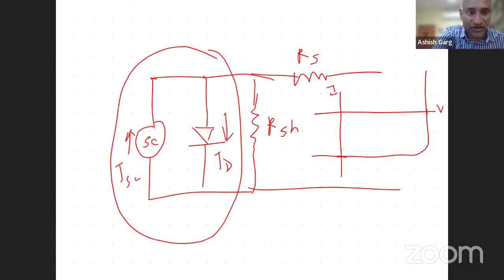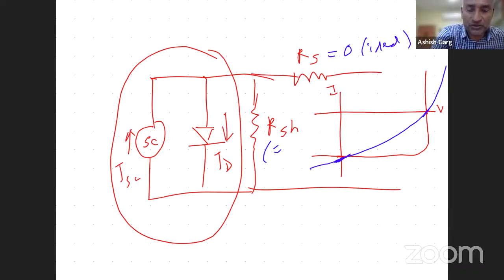But if you have an imperfect IV curve, then your plot will look like this. You have a finite slope at this point and a finite slope at this point, which means your series resistance is higher and shunt resistance is lower, and that is what we don't want. So this is 0 for an ideal solar cell, and this is infinity for an ideal solar cell. For a practical solar cell, it is greater than 0, and it is less than infinity.